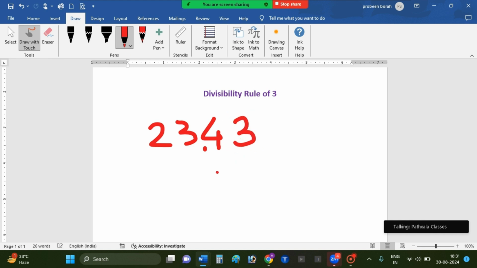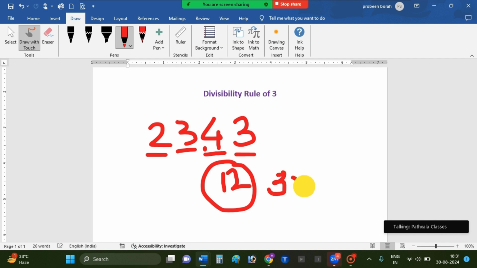Okay, in this case the addition of the digits will be 2 plus 3 is 5, 5 plus 4 is 9, 9 plus 3 is 12, right? So if you add all the digits, it comes out to 12. Now is 12 divisible by 3? Yes, 12 is divisible by 3 because 3 times 4 is 12, right? So 2343 is divisible by 3.